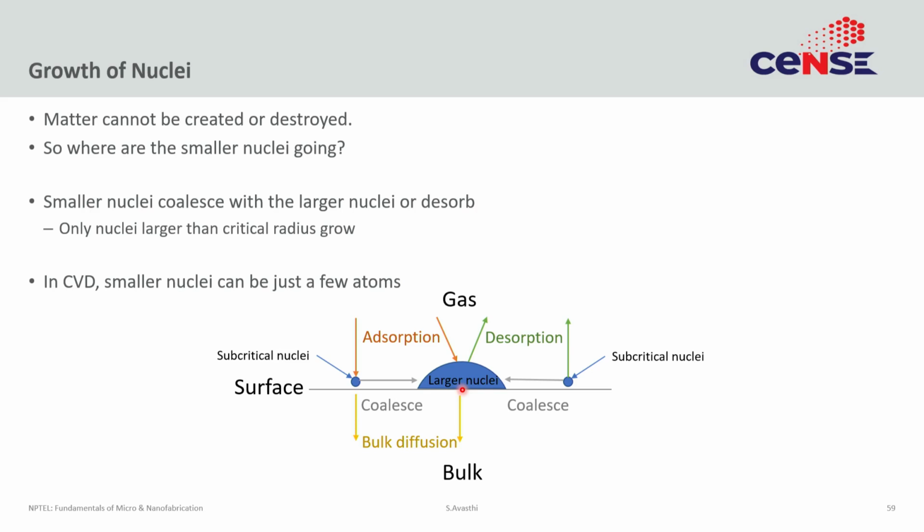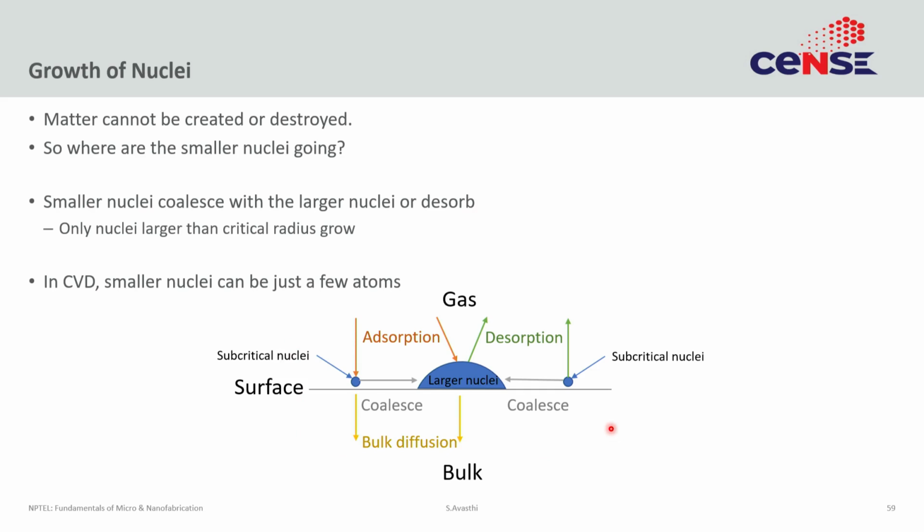In CVD, when we say small nuclei, the small nuclei may be just a few atoms, right. So, just to clarify. The other things that can happen to these nuclei is that they can do bulk diffusion, right. So, if you, for example, are depositing phosphor, if you have phosphine in your precursor, for some reason that phosphine might start diffusing into silicon, so that can also occur. So, there are several things that can occur to this nuclei.